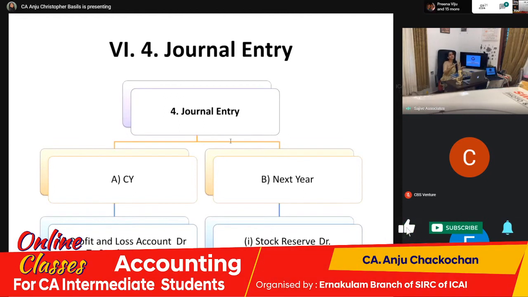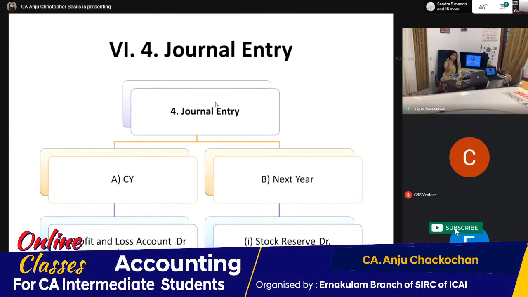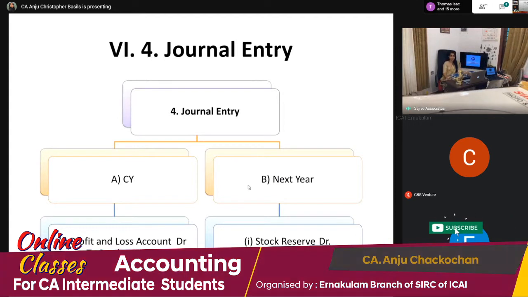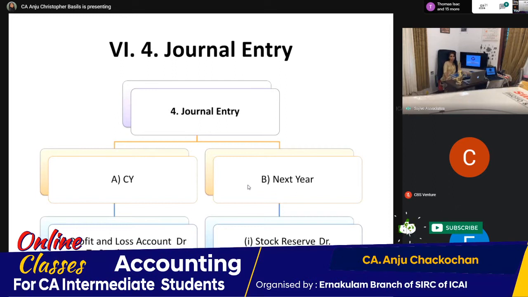If you have to reduce the profit element, you will definitely have to debit the profit and loss account. So the journal entry was P&L account debited to stock reserve in the current year, and for the next year you just have to reverse this entry. Why did we debit the P&L? Because the profit was not realized during the current year.